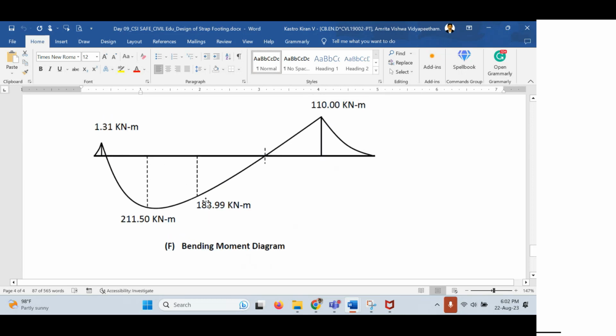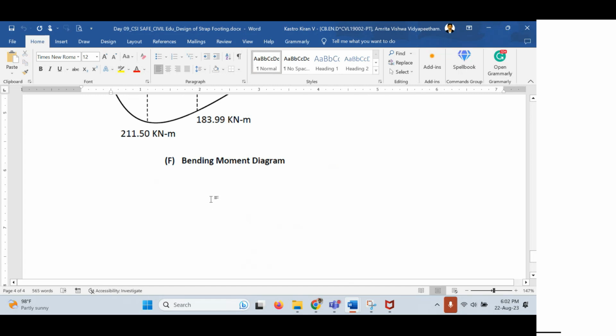Right? So now what we are going to do is we need to design a strap beam. Okay, we need to design a strap beam. So let us design the strap beam. So let me keep the heading as design of strap beam.